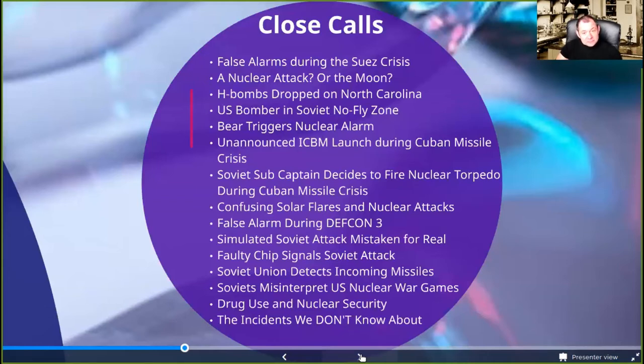Now that captain, that submarine commander, could have fired the nuclear weapons. World War III would have begun. It was that close.